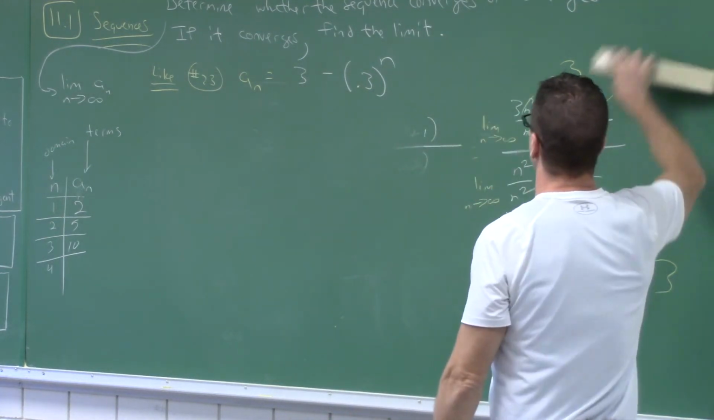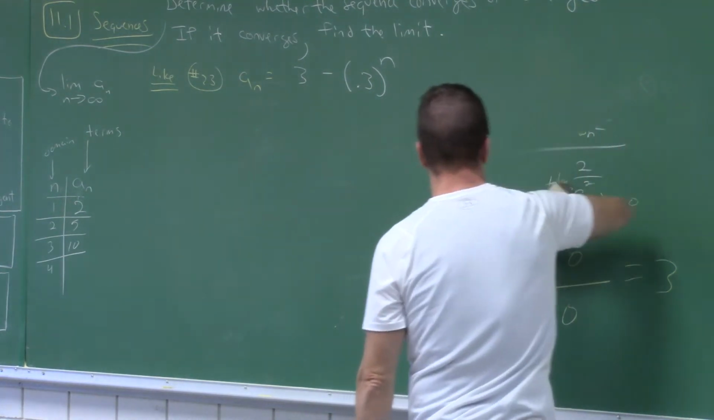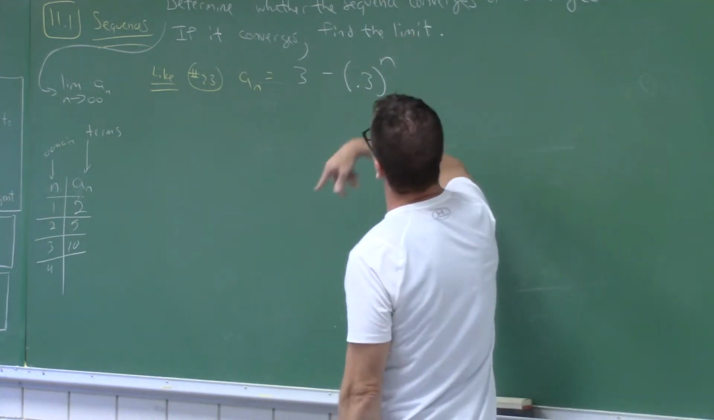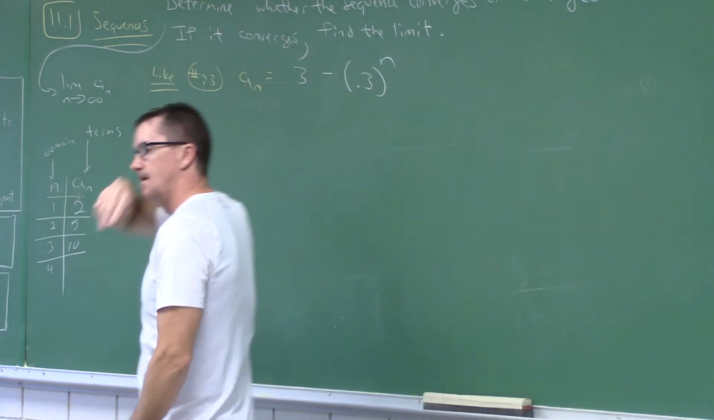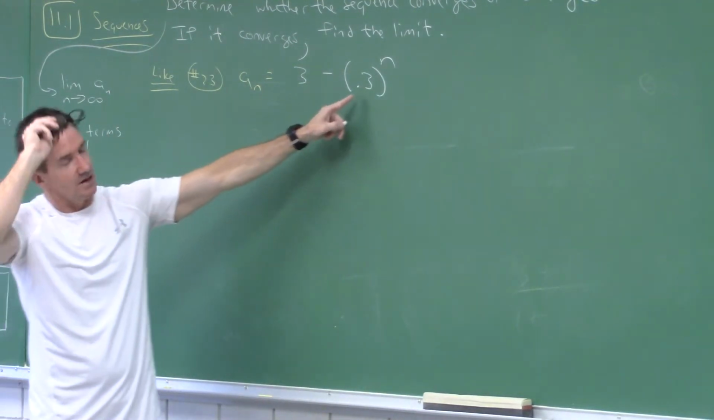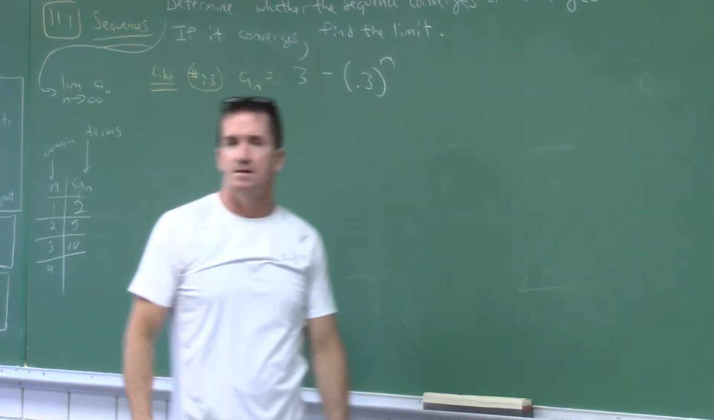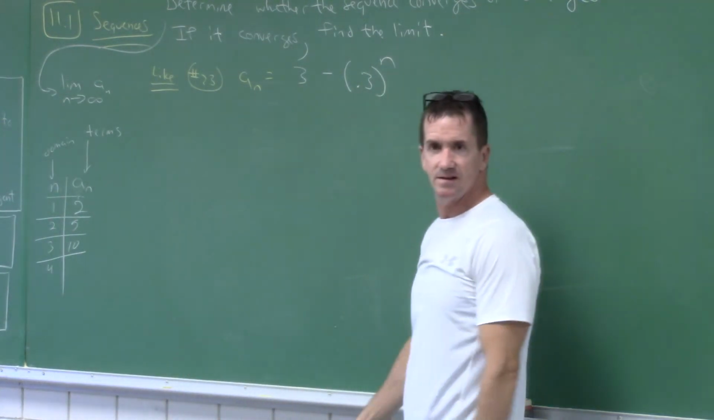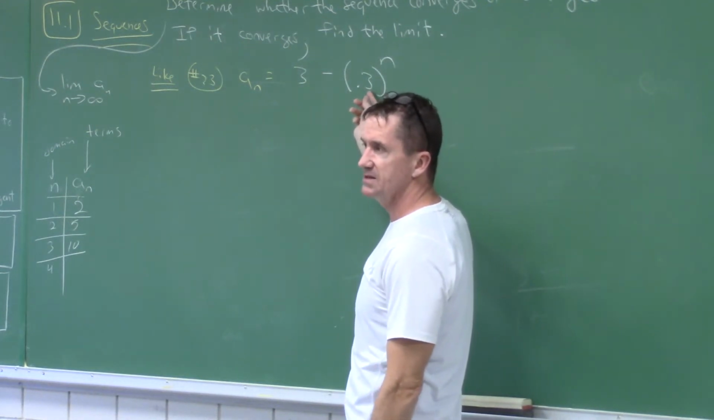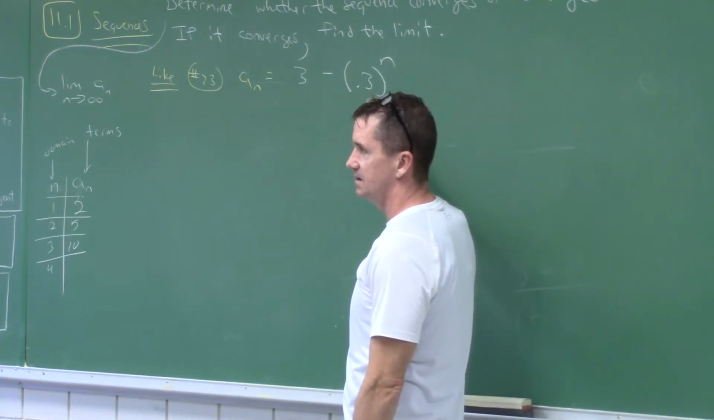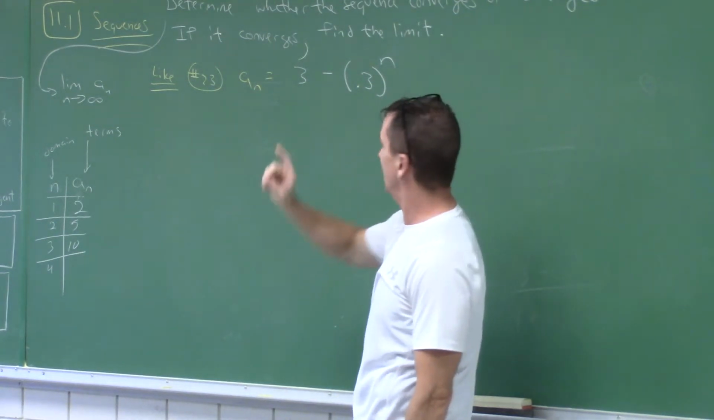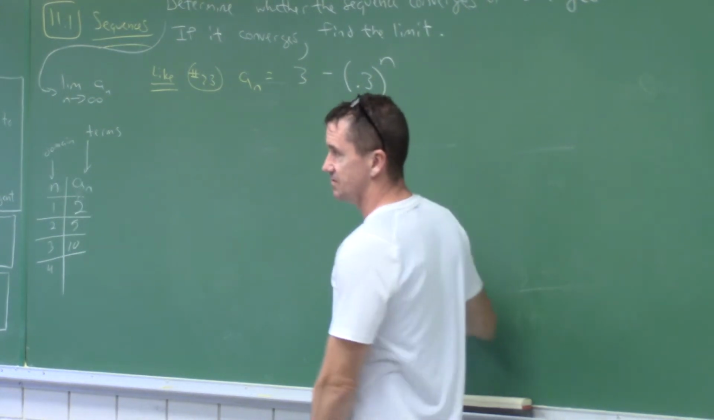3 minus 0.3 to the n. The question: determine whether that sequence converges or diverges. If it converges, find the limit. Don't worry about that 3 right now. Concentrate on 0.3 to the n. If you have anything that's lower than 1 being raised to the n, guess where it's heading? 0. It's heading towards 0.